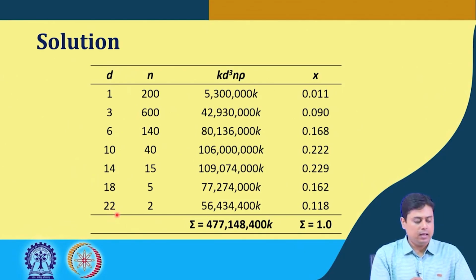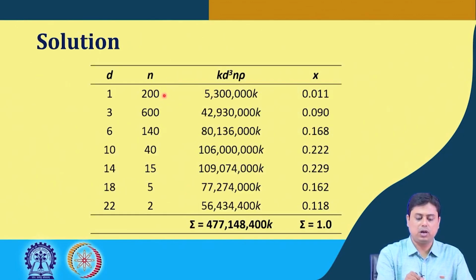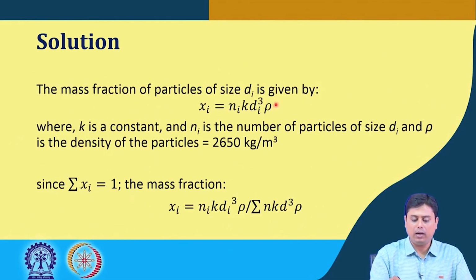Then this n we have written here. This is 2000, this would be 2000, this is a mistake here. So, this is 2000, 600, 140, 40, 15, 5 and 2. And then we find out what this parameter would be, because eventually we have to calculate this expression to have the mass fraction from the number. So, here we have n_i, k, d, rho.